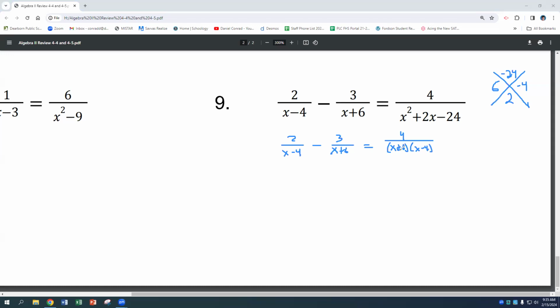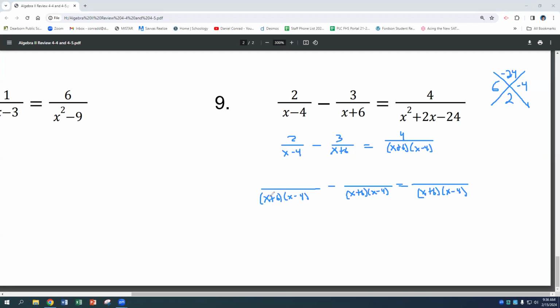Okay, so all the terms I see are x plus 6, x minus 4. That's going to be my common denominator. X plus 6, x minus 4, x plus 6, x minus 4 equals, and then x plus 6, x minus 4.